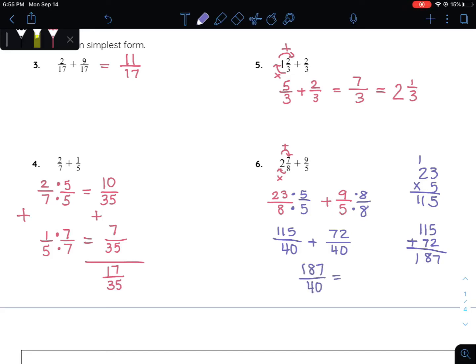If we wanted to convert it, we'd have to figure out how many times 40 goes into 187. So I know that 4 times 4 is 16. So if we do 4 times, that'd be 160.